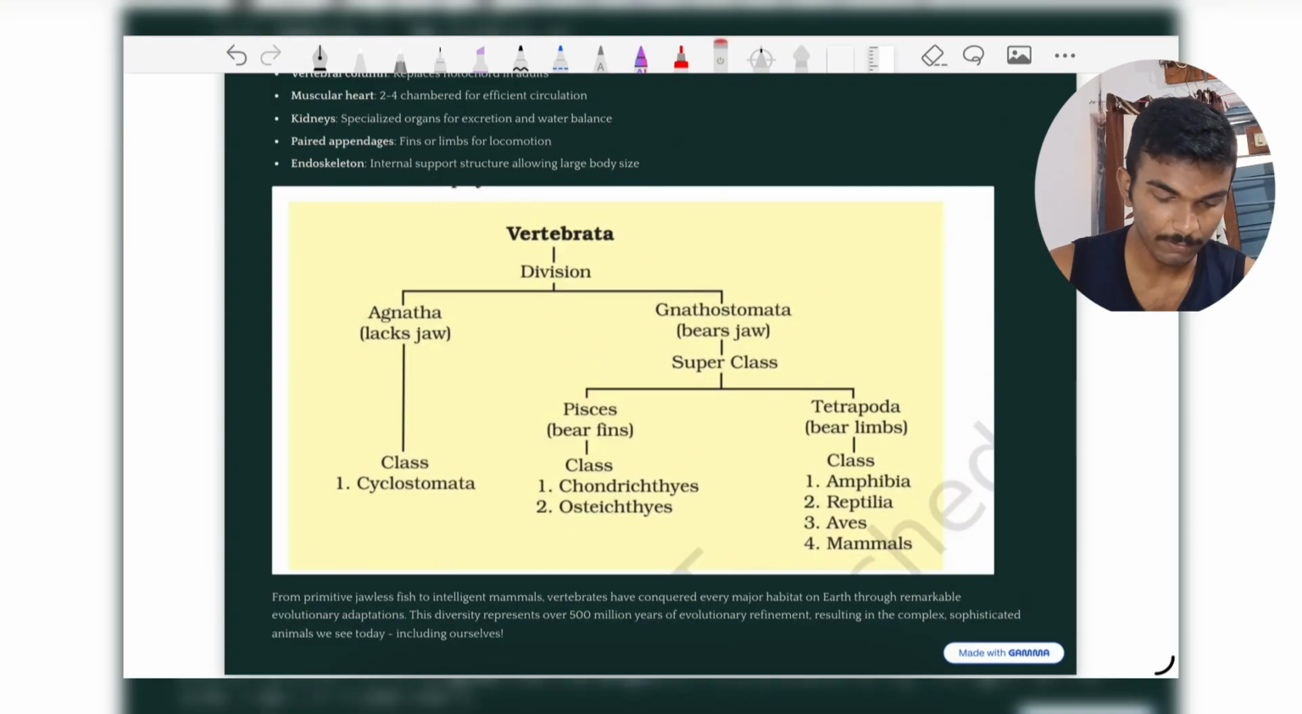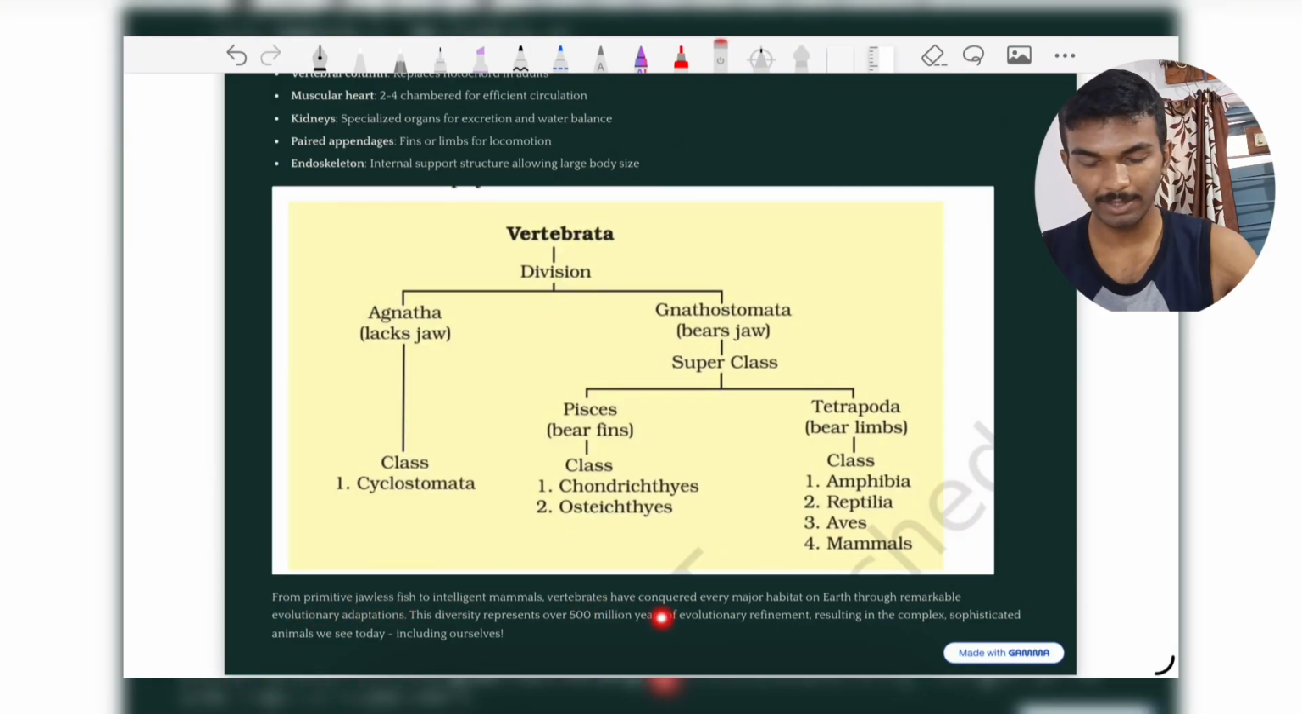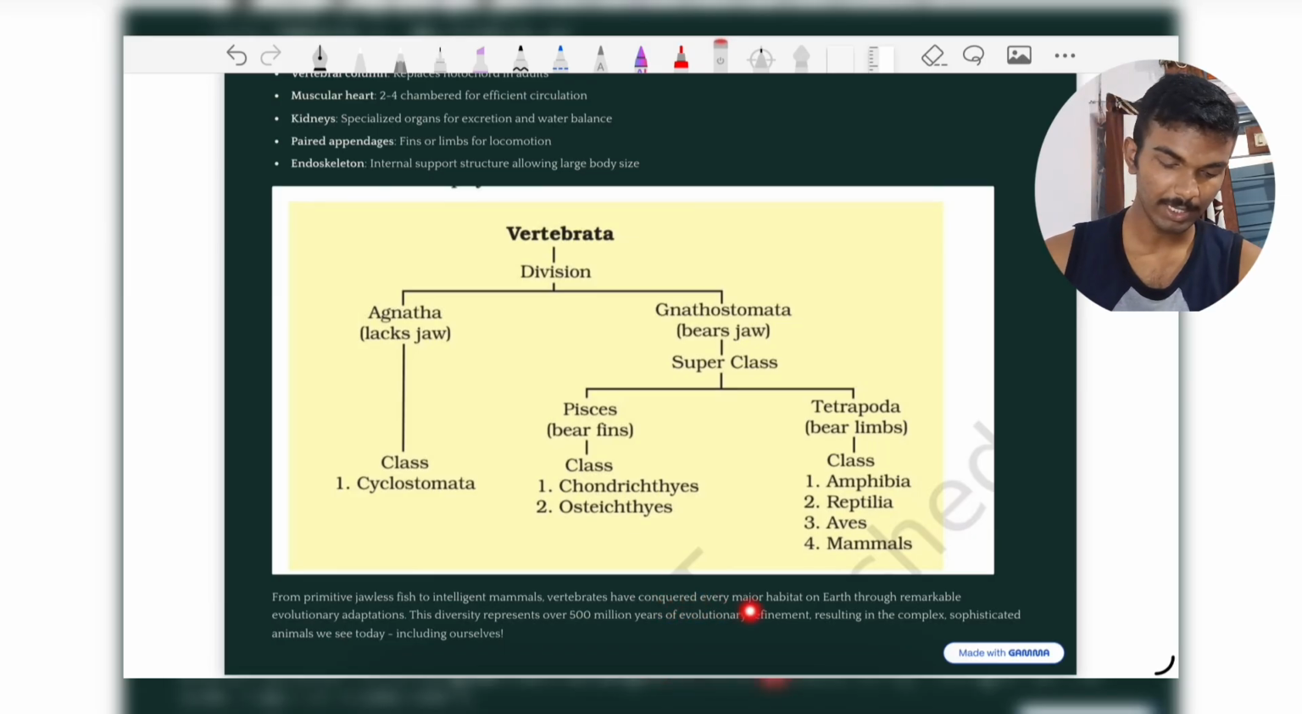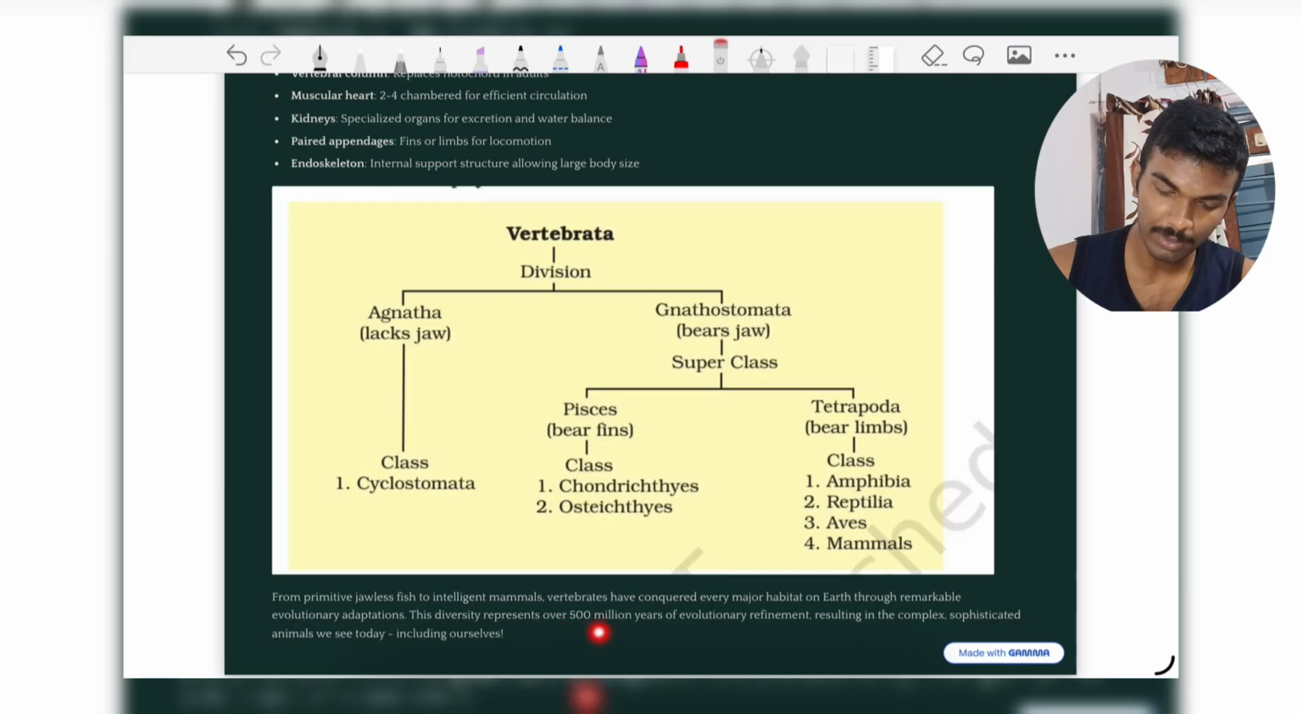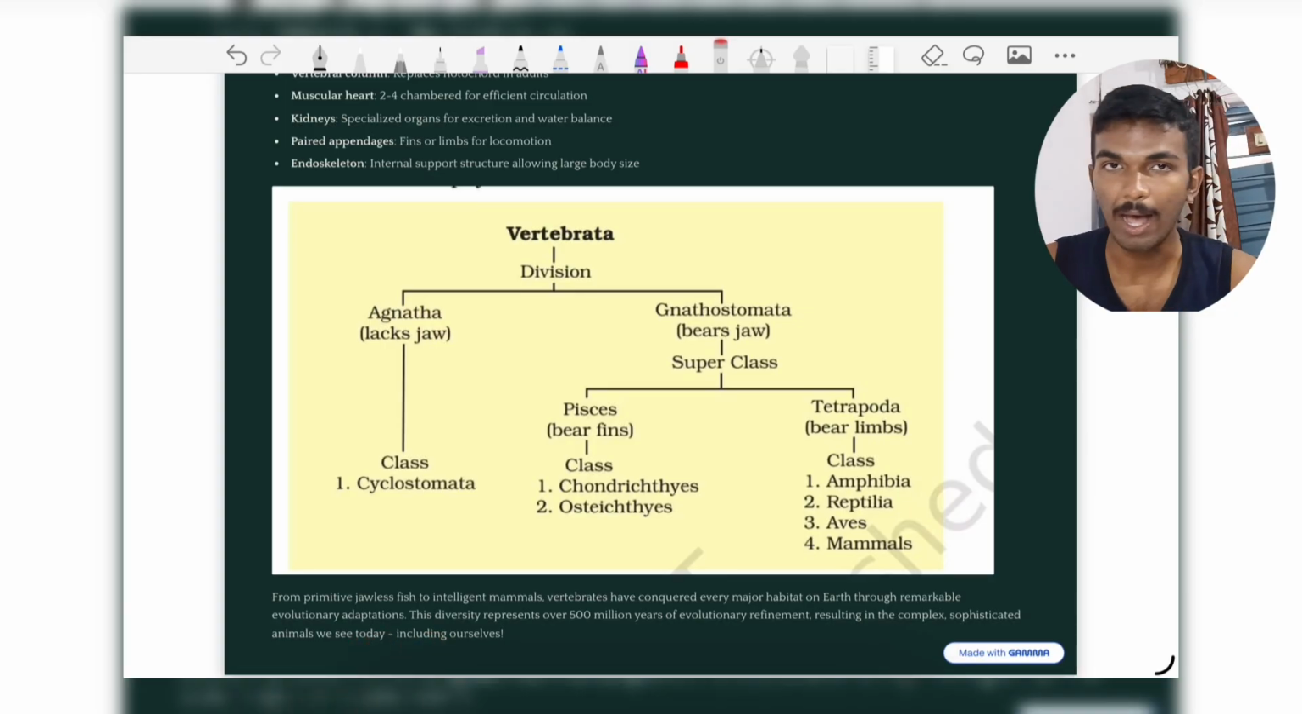From primitive jawless fish to intelligent mammals, vertebrates have conquered every major habitat on Earth through remarkable evolutionary adaptations. This diversity represents over 500 million years of evolutionary refinement, resulting in the complex, sophisticated animals we see today, including ourselves.